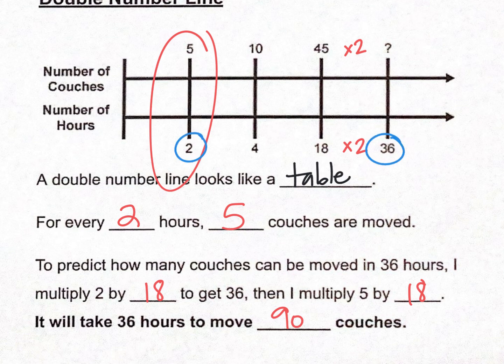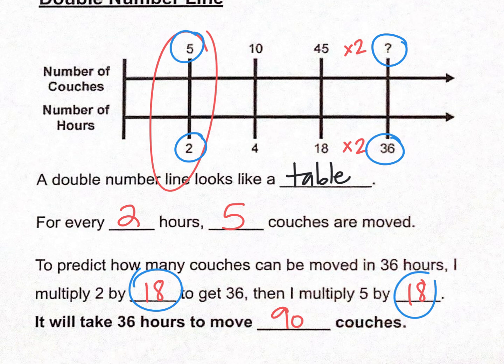2 times 18, that's where this comes from. And then 5 times 18 to get this number. Okay, so you can start with your original ratio, or you can find a pattern within it to continue along in your table, okay? A couple different ways to do it. You might see it, you might not. I just wanted you to have an example in your journal completed so that you knew what it was if you happen to see it.